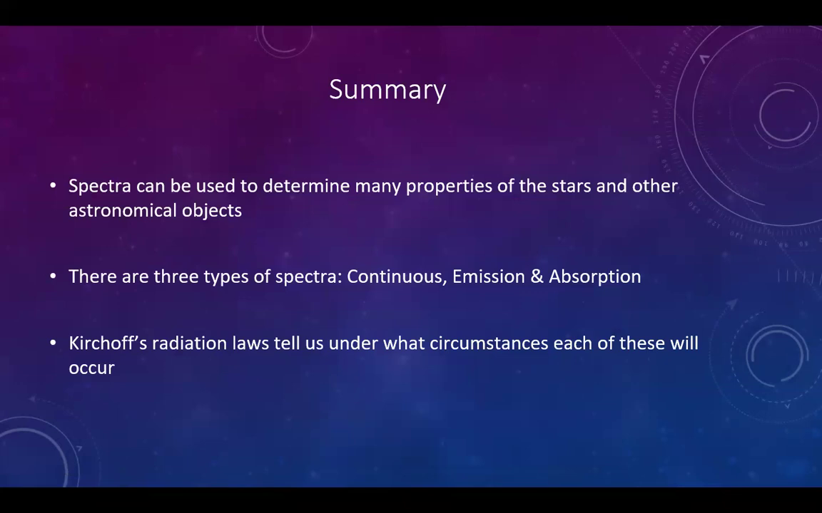And we can use this to determine many properties of the stars and other astronomical objects, which is why every major telescope consists of an imaging instrument and a spectroscopy instrument. If you ever look at what a telescope has, it's like, here are our instruments. We have our instrument for looking at stuff, and then our instrument for taking spectra, and our instrument for looking at stuff at another wavelength, and our instrument for taking spectra at those wavelengths. There's three types of spectra: continuous, emission, and absorption, and Kirchhoff's radiation laws tell us under what circumstances each of these will occur.